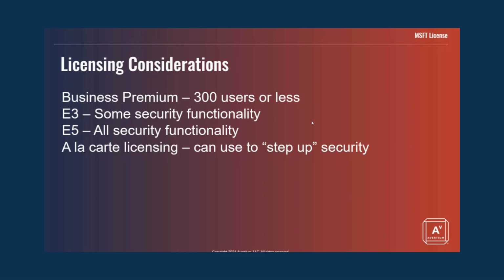E5 is obviously the high level one that includes every single thing in the security suite. And then just to make things fun, they also offer a la carte licensing. So if you have E3, but you also want to do some versions of Step Up or Business Premium with Step Up and so on and so forth, you can also purchase it through a la carte licensing. And helping folks think through and navigate that is a big part of what we do.